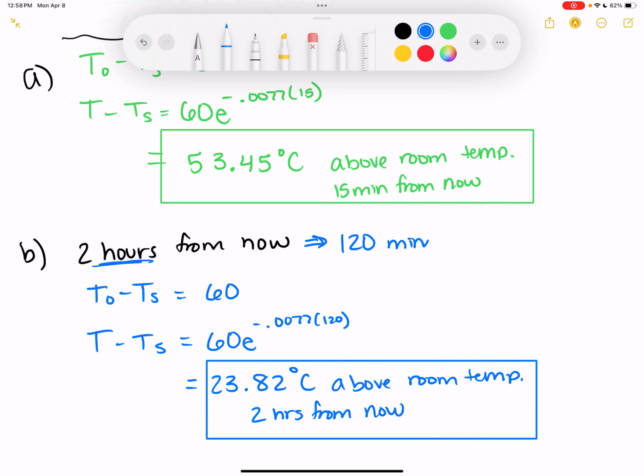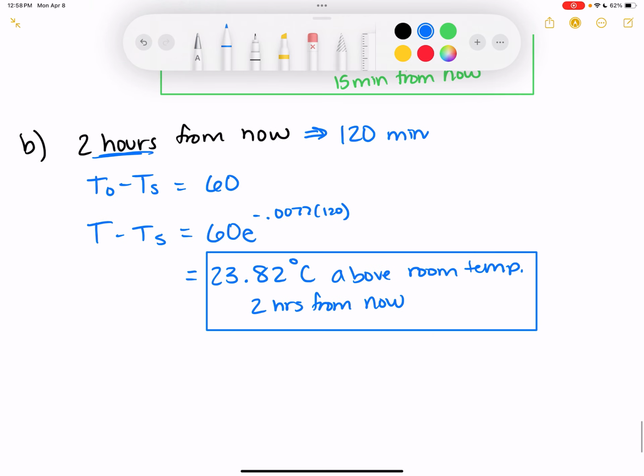And so we could do that for any increment of time and figure out what the temperature is going to be at that time. The next part, part C, is a little different. Instead of finding what the temperature will be at a certain time, it says, when will the silver be 10 degrees Celsius above room temperature?